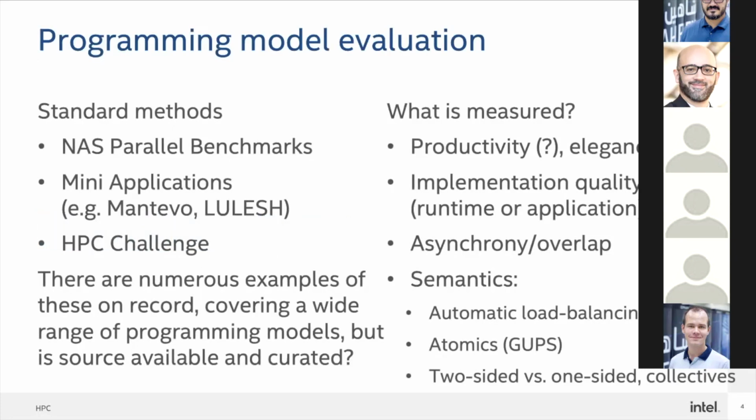So the PRKs exist for programming model evaluation, which of course is not, we're not the only ones that want to do that. And there are some standard methods. I would say the most popular one going back a while is the NASA parallel benchmarks, which are actually one of the major inspirations for the PRK project. If you look at what we've done, what we've created, it's actually pretty similar to NAS and HPC Challenge.